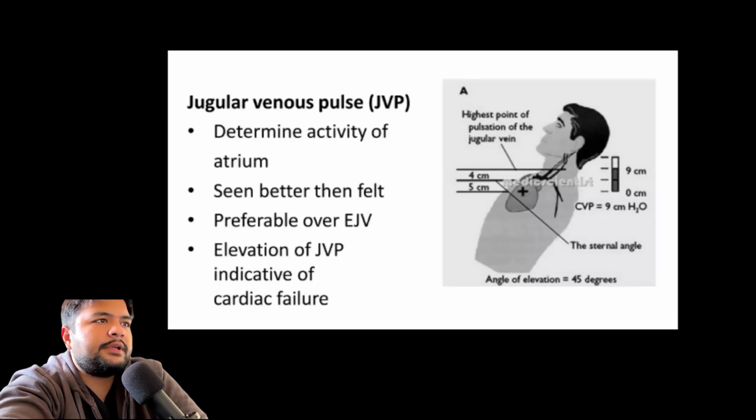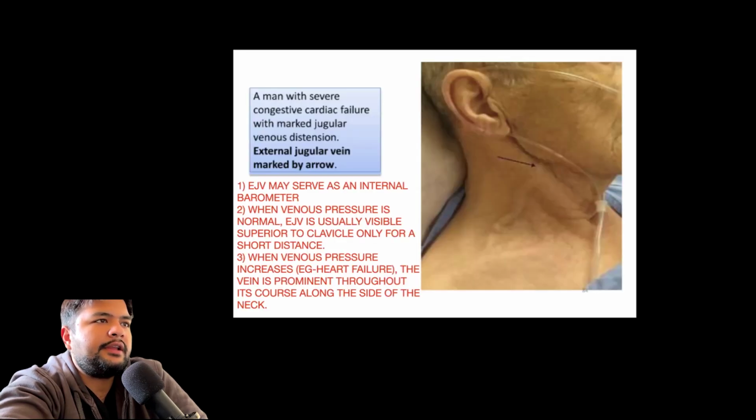Coming to the jugular venous pressure, it determines the activity of the atrium, is seen better than felt, and is preferable over the EJV. Elevation of JVP is indicative of cardiac failure. Here we can see a man with severe congestive cardiac failure with marked jugular venous distension. The external jugular vein is marked by the arrow. The external jugular vein may serve as an internal barometer.